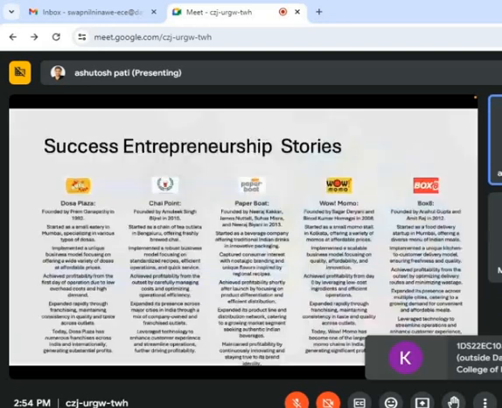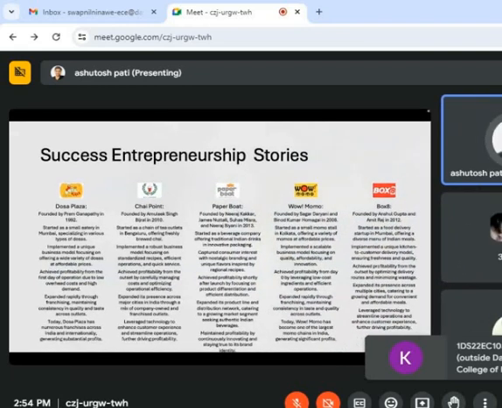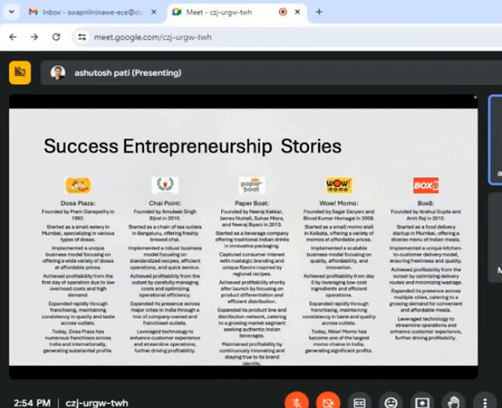Now coming to some of the successful stories. I could have given the example of Flipkart, or maybe Myntra, or some startups that are doing well. But I have given some examples which are profitable from day one. One example is Dosa Plaza. Dosa Plaza was founded by Prem Ganpati in 1992.